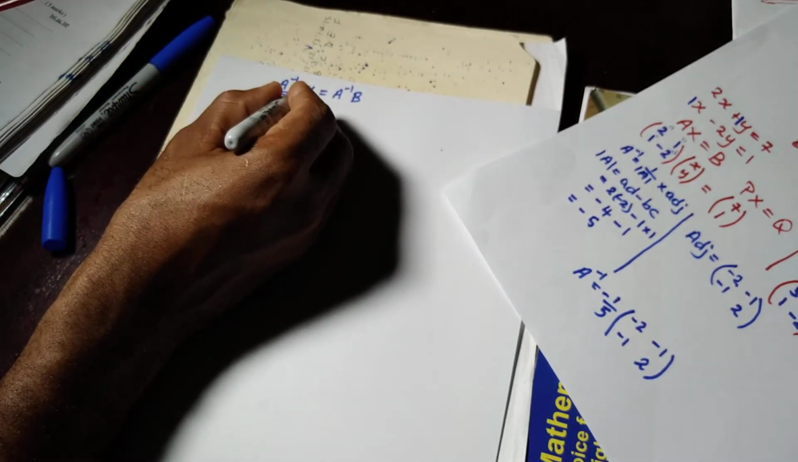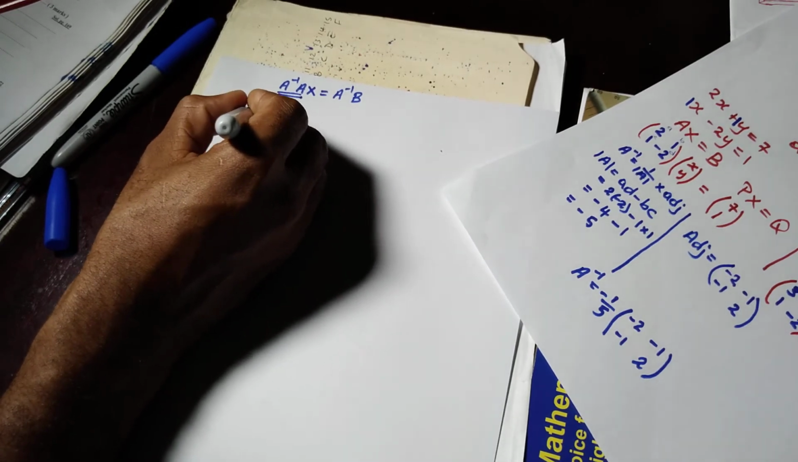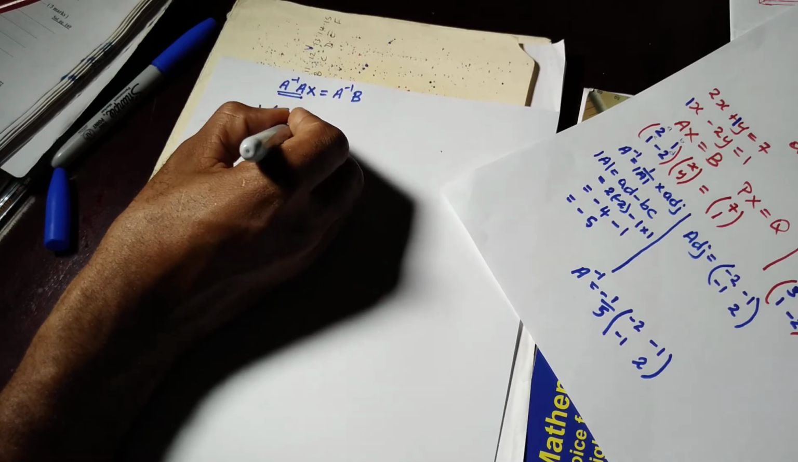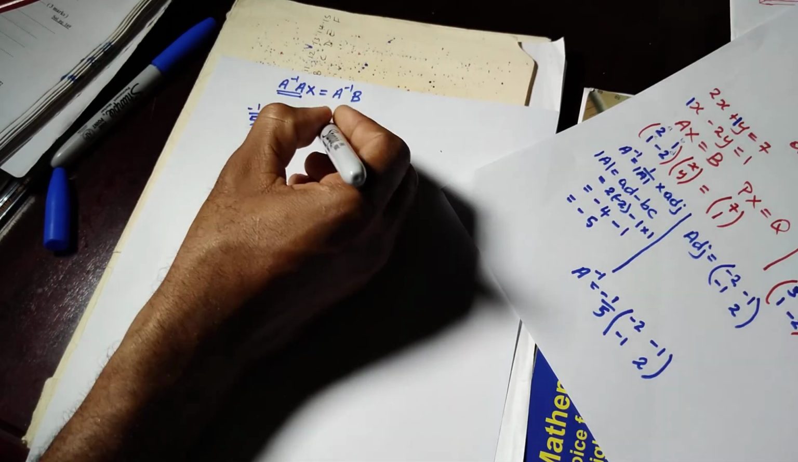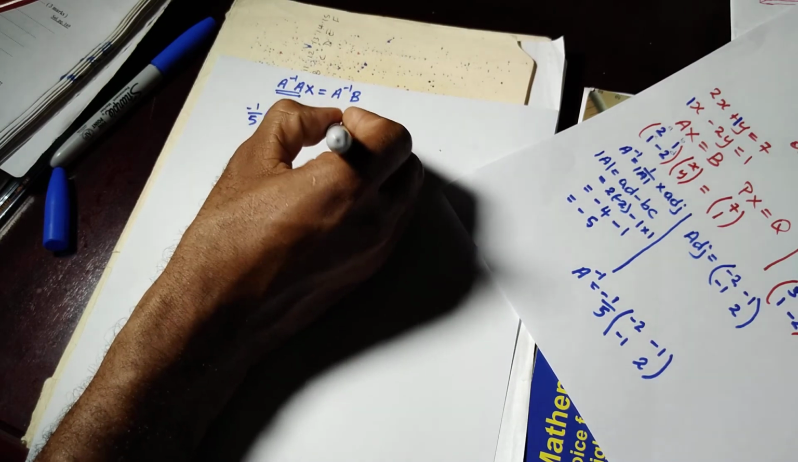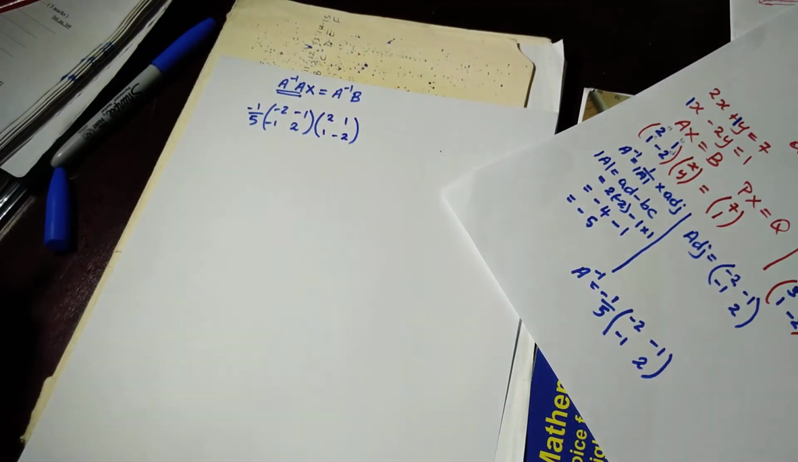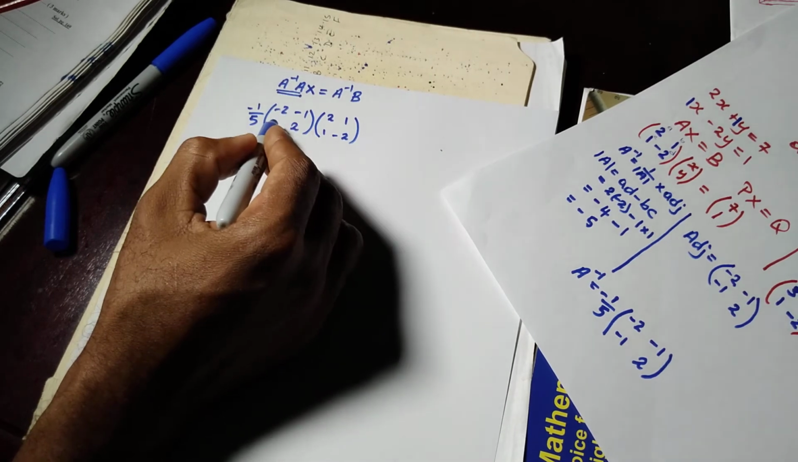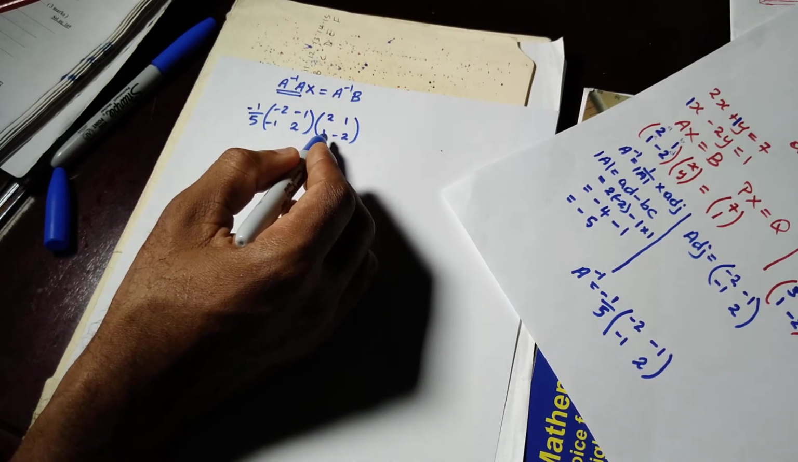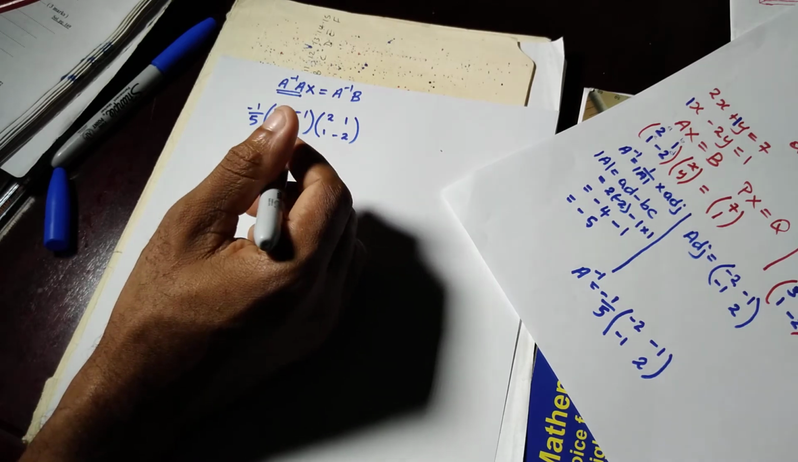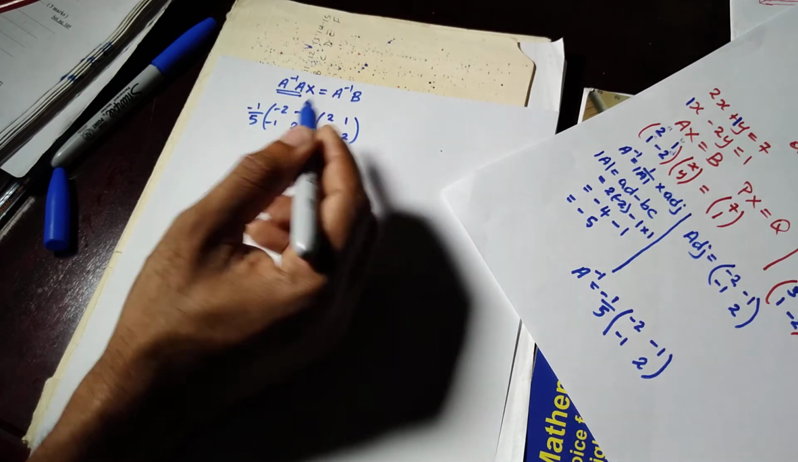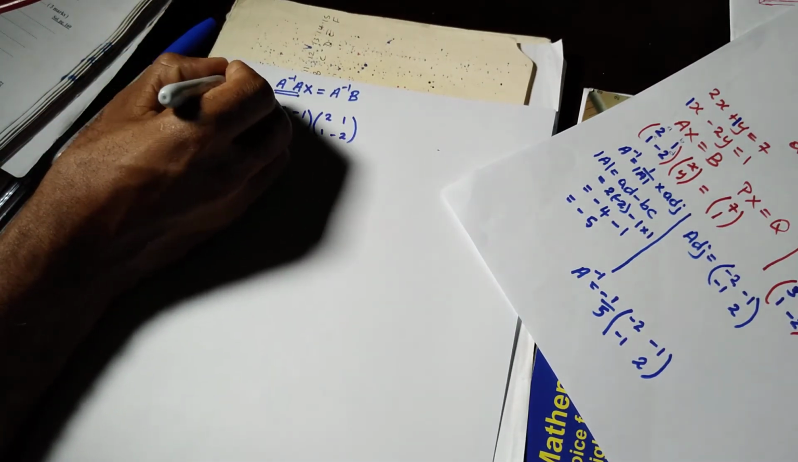So I'm going to solve this side first. I'm going to have minus 1 over 5 times the matrix minus 2, minus 1, minus 1 and 2, multiplied by A, which is 2, 1, 1, minus 2. Now I hope this isn't getting boring, but just pay attention. When you multiply the inverse of a matrix by the original matrix, it's going to give us the identity matrix, and you should know this. The identity matrix is 1 0 0 1.